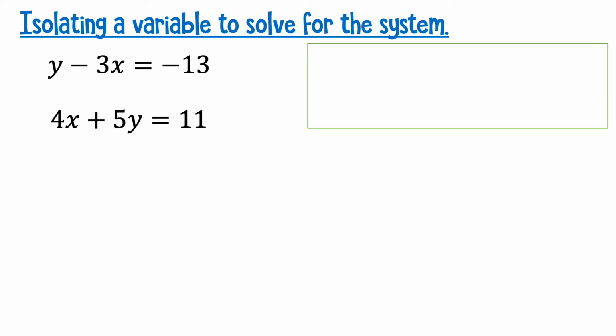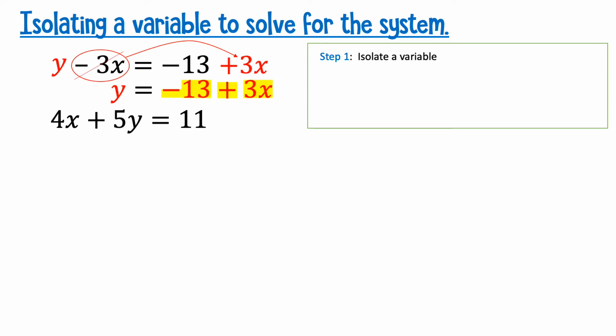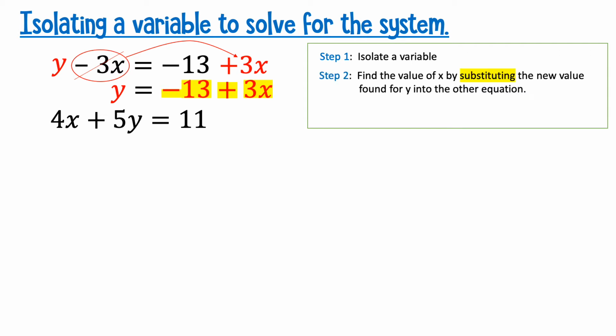In this example, the y is not isolated. We have y minus 3x equals negative 13. So our first step is to isolate a variable. We're going to isolate the letter y because it has no coefficient. To isolate y, we're going to move the negative 3x by adding 3x to both sides. When we do that, we get y equals negative 13 plus 3x.